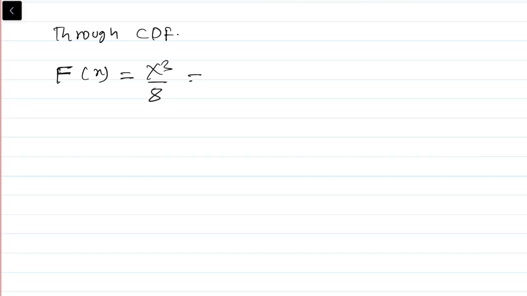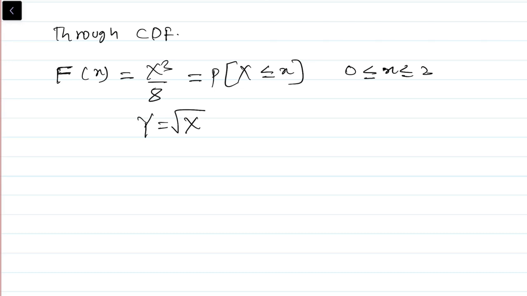Now let's look at the transformation through CDF. So suppose you are given the CDF F(x) equals x cube by 8. We can also write the other notation, that is P(X less than or equal to x), right? And the range of x is greater than or equal to 0, less than or equal to 2. And the transformation is given y equals root x, square root x.